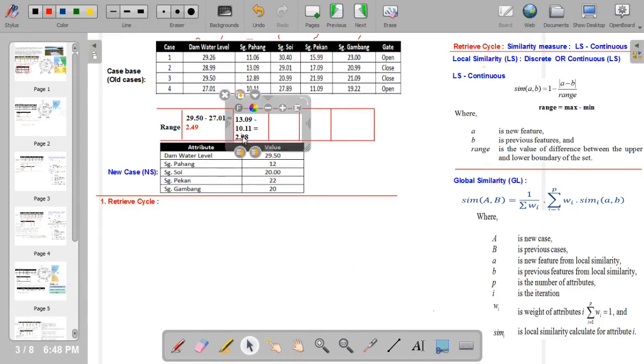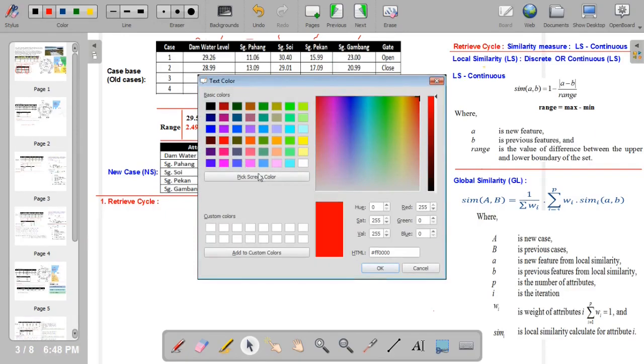Now, I forgot to highlight it in red, so it will be easy for me to recognize. Where is the red? Here.